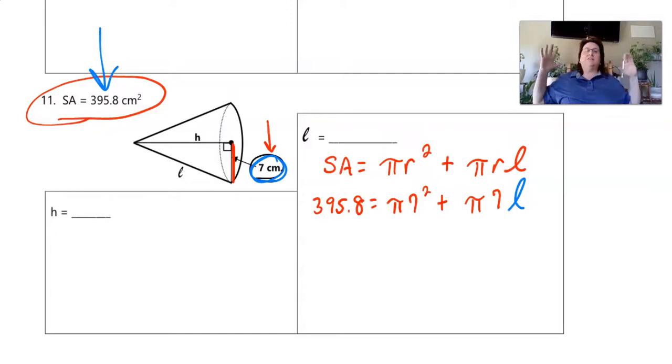Okay, so, ladies and gents, now you're going to go through all of the algebra, and I want you guys to tell me, what do you get for the value of L, which is representative of the slant height? What do you get?